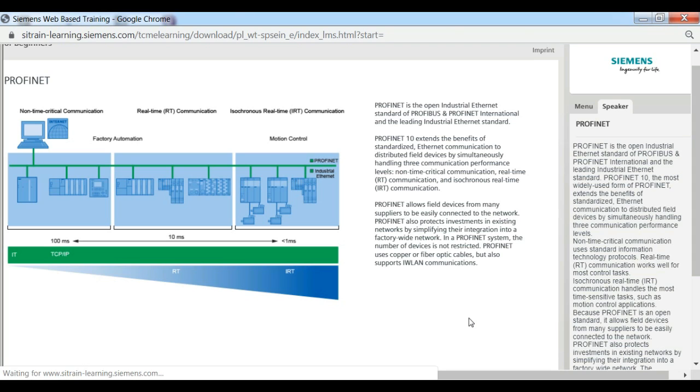Non-time critical communication uses standard information technology protocols. Real-time (RT) communication works well for most control tasks. Isochronous real-time (IRT) communication handles the most time-sensitive tasks such as motion control applications.